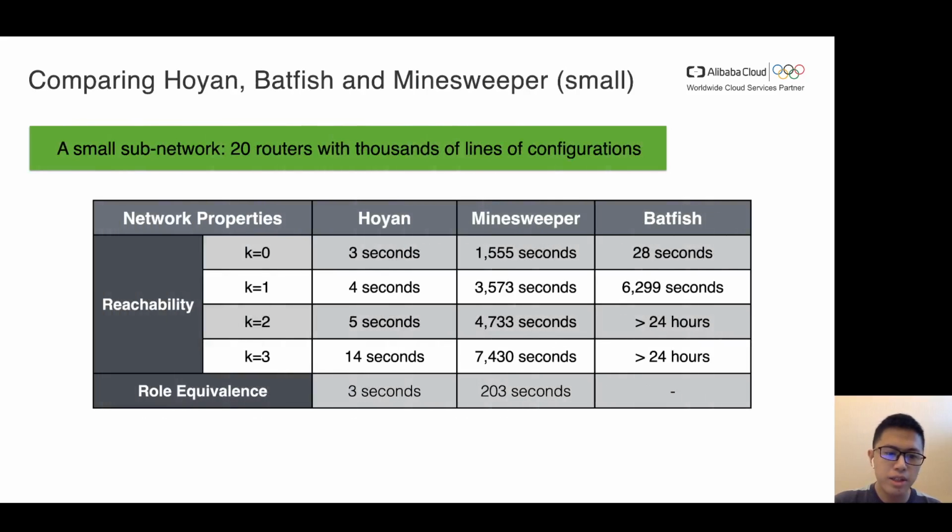But in order to compare our system with the state of the art, we chose several subnetworks in our WAN to run the evaluation. For instance, this table shows the comparison result of Huoyan, Batfish, and Minesweeper on a small subnetwork with 20 routers, each with thousands of configuration lines. We can observe that in the regular reachability verification, Huoyan and Batfish have similar performance, but Minesweeper is much slower. Under K-failure tolerance reachability, Minesweeper is better than Batfish, but both of them are much slower than Huoyan.